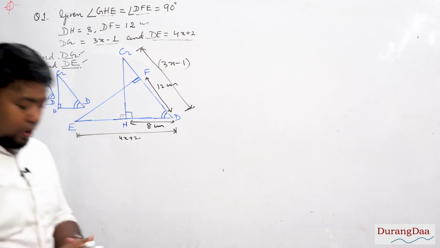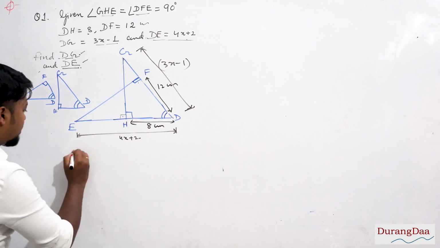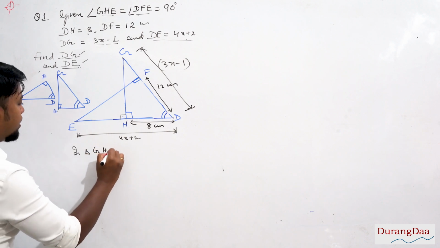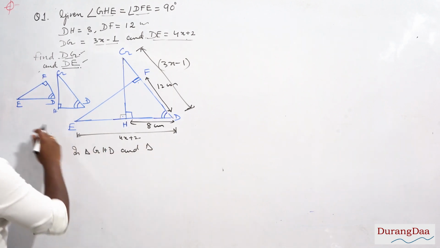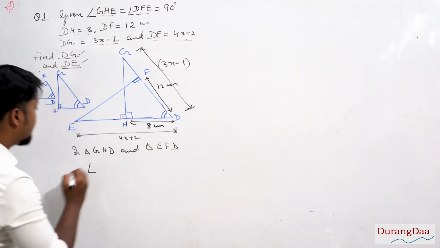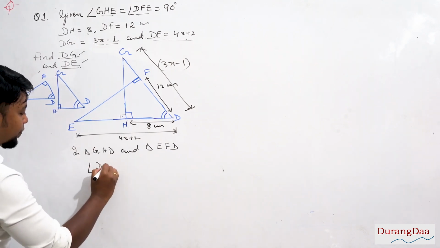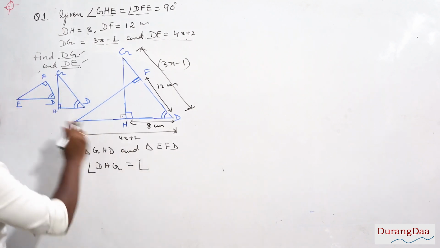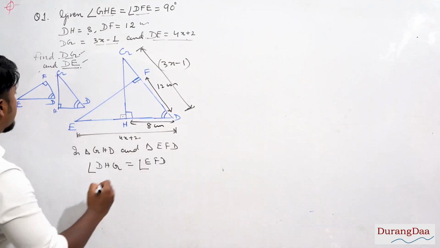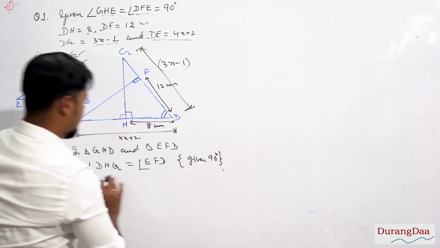Now we have to try to prove them similar. Okay. So already two angles have been given. First triangle I will take as GHD and second one would be EFD. All right. So first thing, 90 degree has been given. So in this triangle, angle DHG is equal to angle EFD. Both are 90 degrees, given. Always write the reason for each statement.